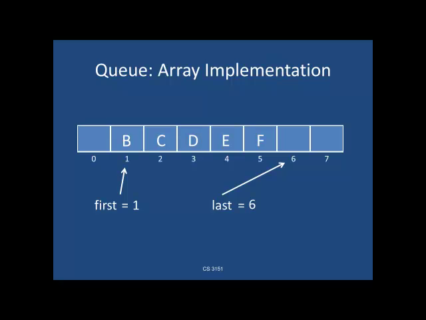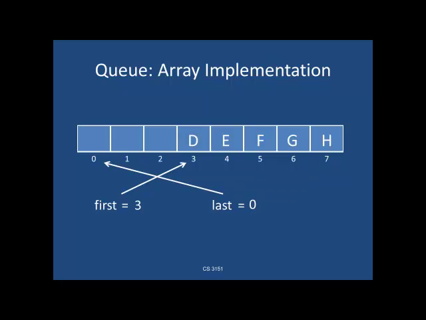So the dequeue operation removes B and increments first to become 2. The next dequeue operation removes C at index 2 and increments first to become 3. Now let's add more elements. There's no problem if we add G at index 6. Then we can add H at index 7.